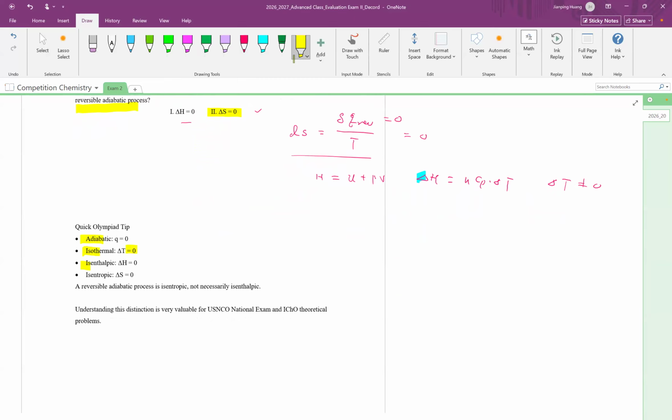Isothermic, delta H equals 0. Isentropic, delta S equals 0. Reverse diabatic, it is this one, not this one. Because I want you to make notes. It's not delta H, okay? It's not delta H. That's why the first one is wrong.